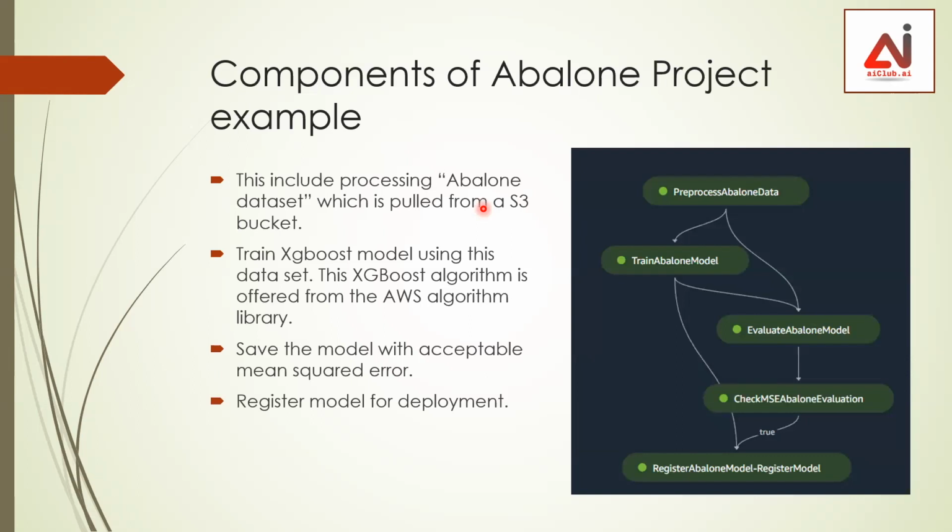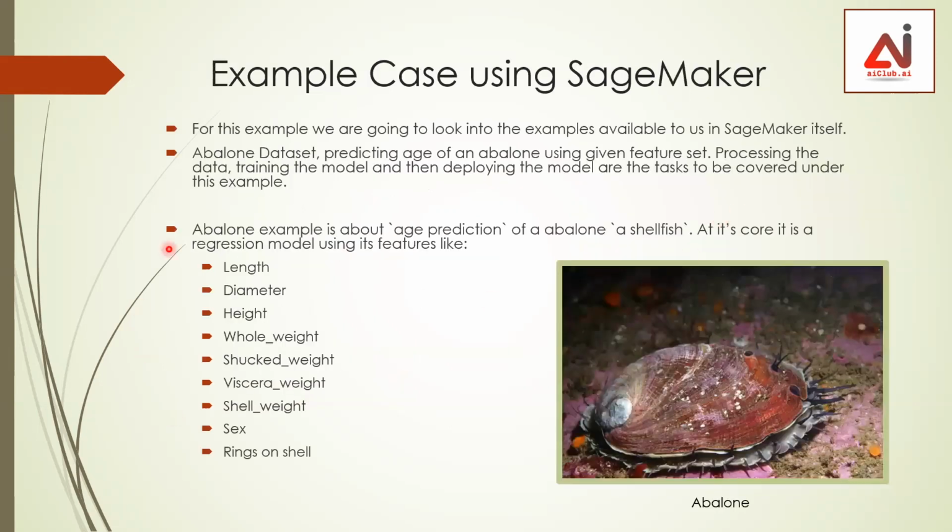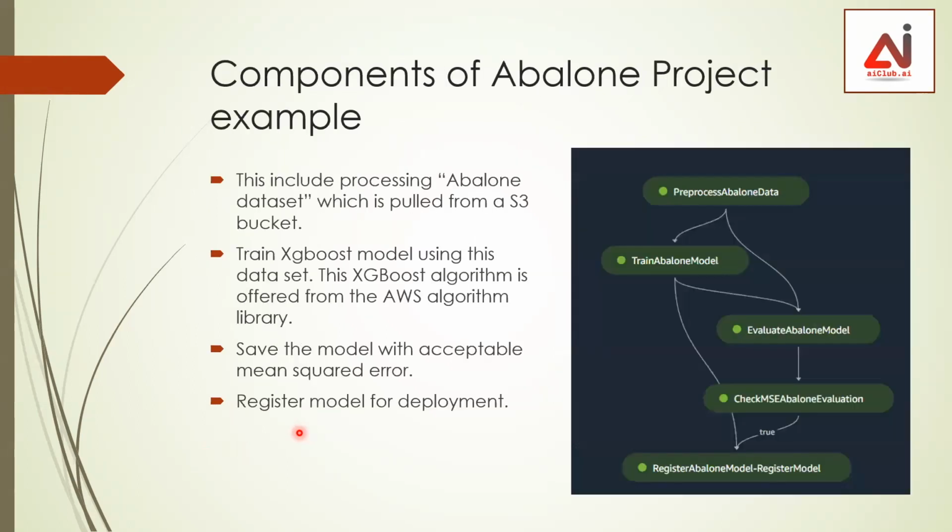So these are the components in this Abalone project that we are going to see. This includes the pre-processing of the Abalone data, because as you can see, there are various features and they might be unstructured or not normally distributed. So we can apply various scaling methods. Encoding, as the sex would definitely be male or female, so we have to apply a certain kind of encoding, be it one-hot or label encoding. That is going to be processed in the pre-processing step.